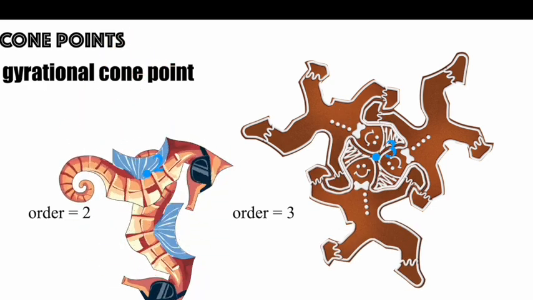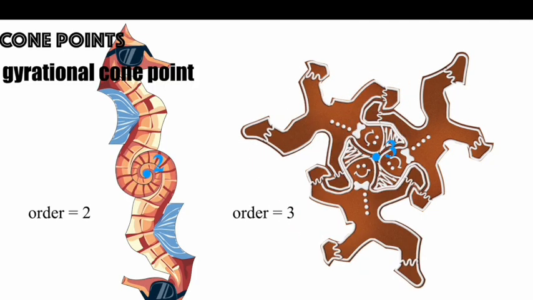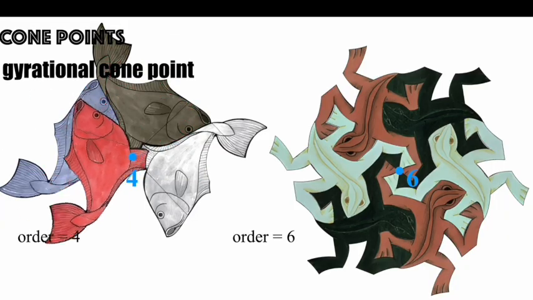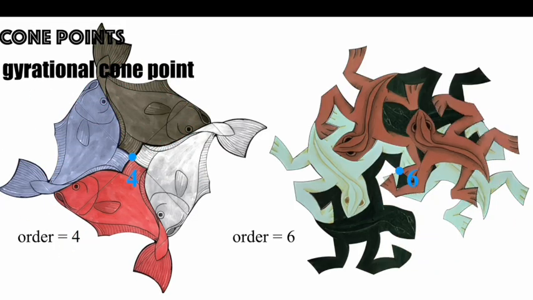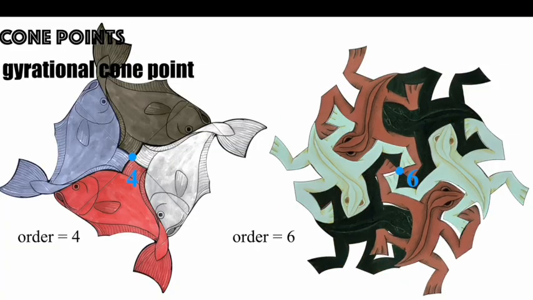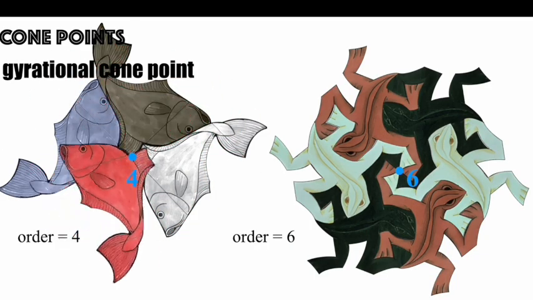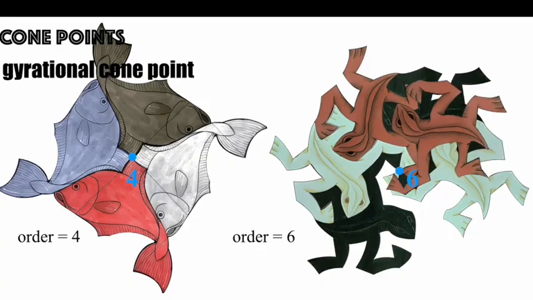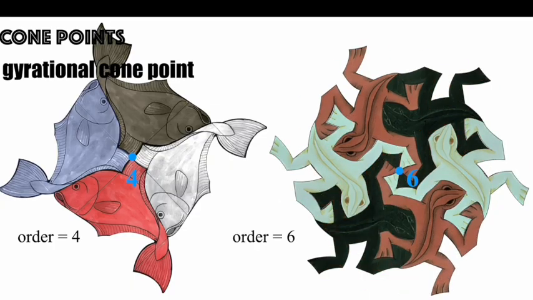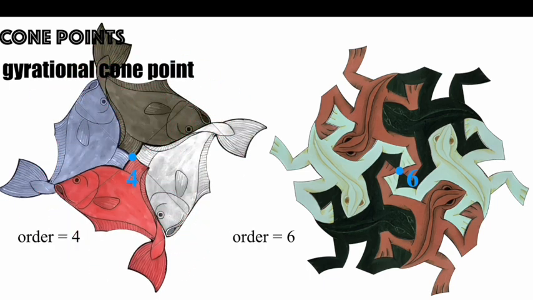There exist two types of cone points: gyrational cone point and reflective cone point. Gyrational cone point is the pivot of rotation. It can be of order 2, representing rotation of 180 degrees, order 3, representing rotation of 120 degrees, order 4, representing rotation of 90 degrees, or order 6, representing rotation of 60 degrees.